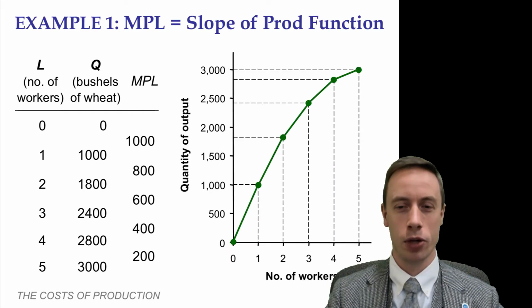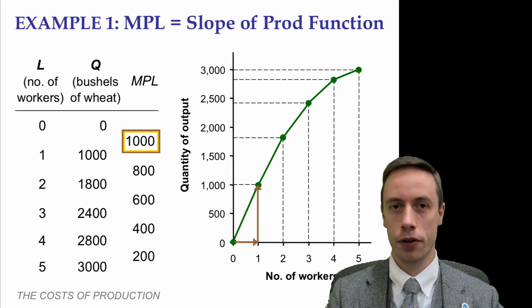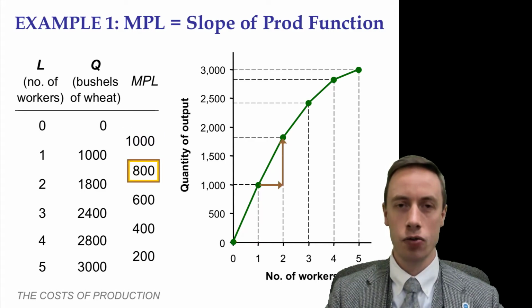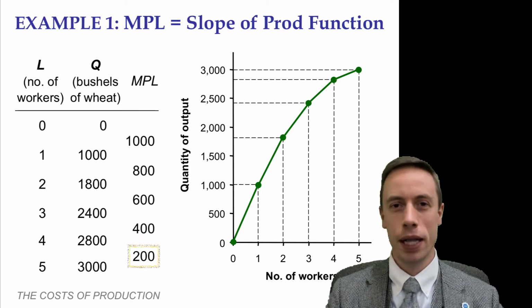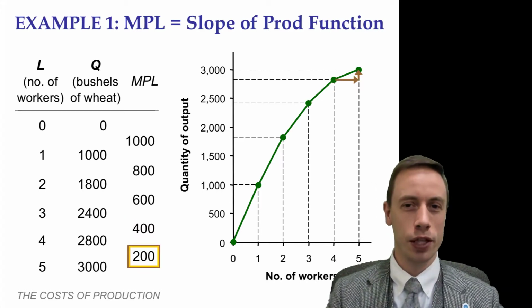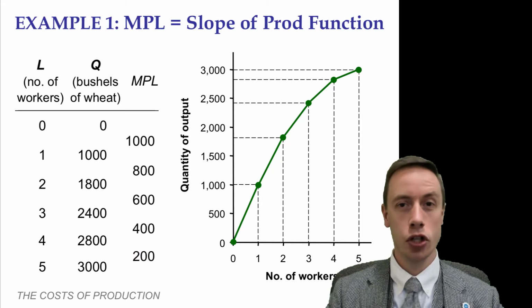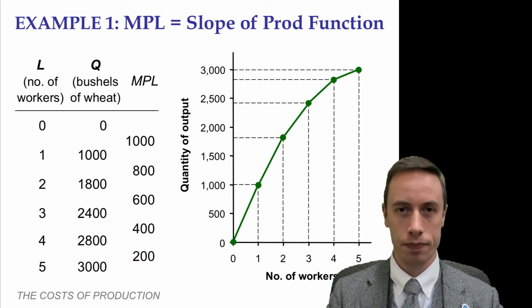Here's the graph to demonstrate this. The first worker raises the production function by 1000 for a run of 1, the second by 800 for a run of 1, and so on and so forth. So dividing 2 changes by one another might actually be more familiar to you than you remember, because a slope is an example of dividing 2 changes by one another.